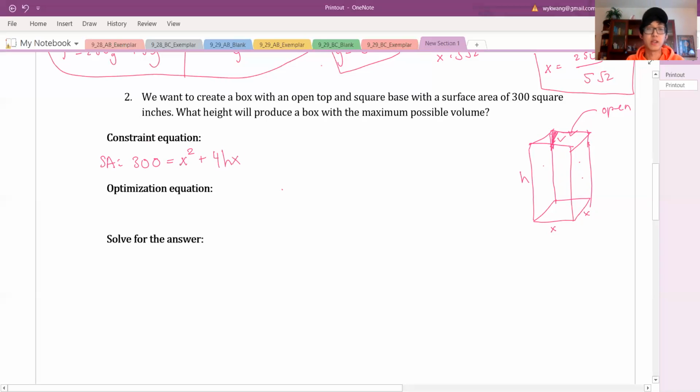So this is our constraint equation. 300 is equal to x squared plus 4hx, or if it makes you more comfortable, x squared plus 4hx is equal to 300. And we don't know x or h. But next, let's find the optimization equation.